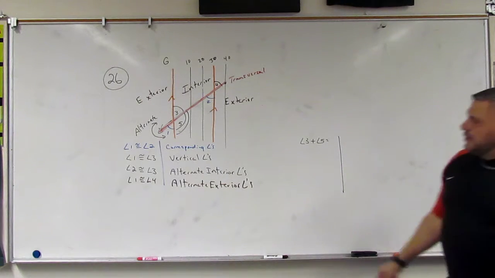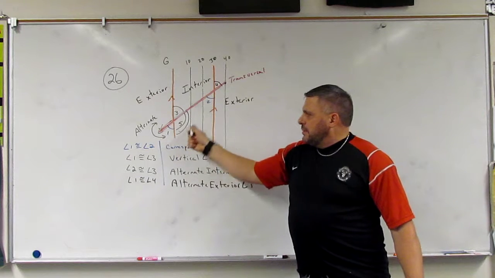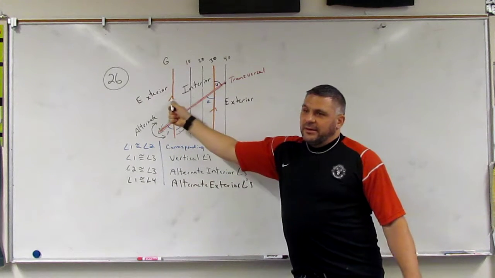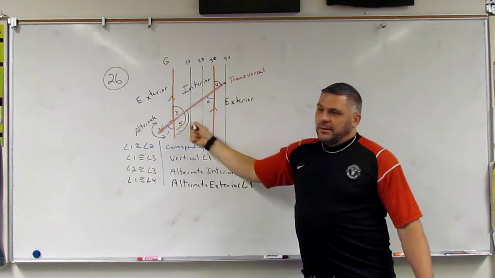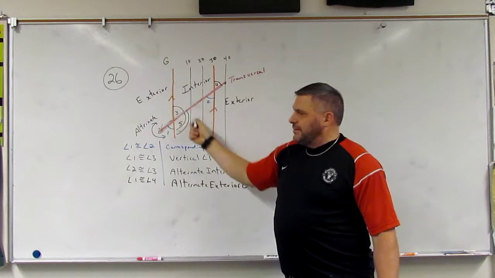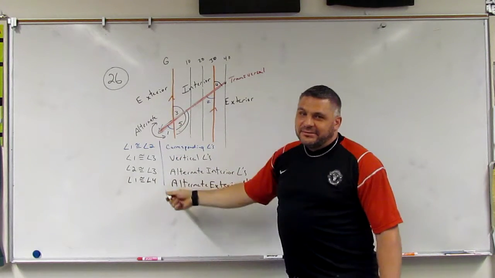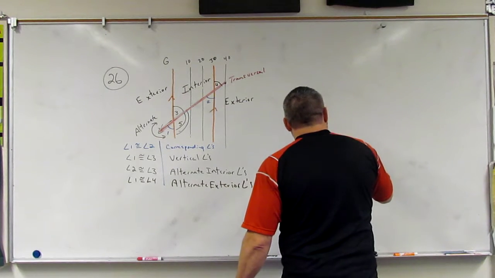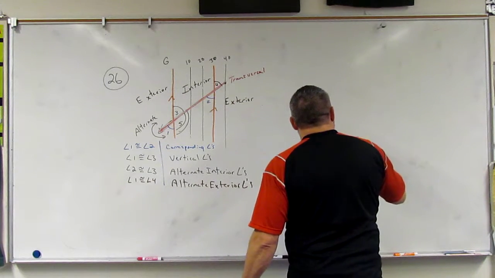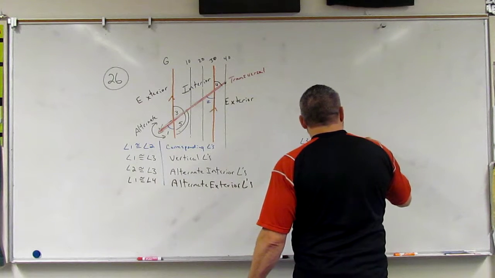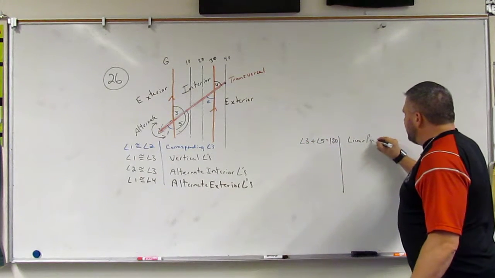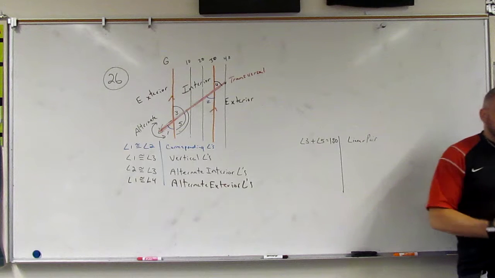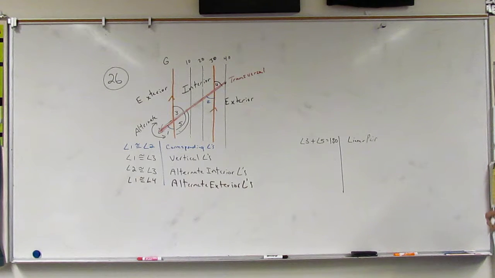Is that a line? How much is a line? 180. Right? Because they're a linear pair, right? Yeah. They're a linear pair. Okay? Does that make sense? So they're a linear pair, and we already know that.